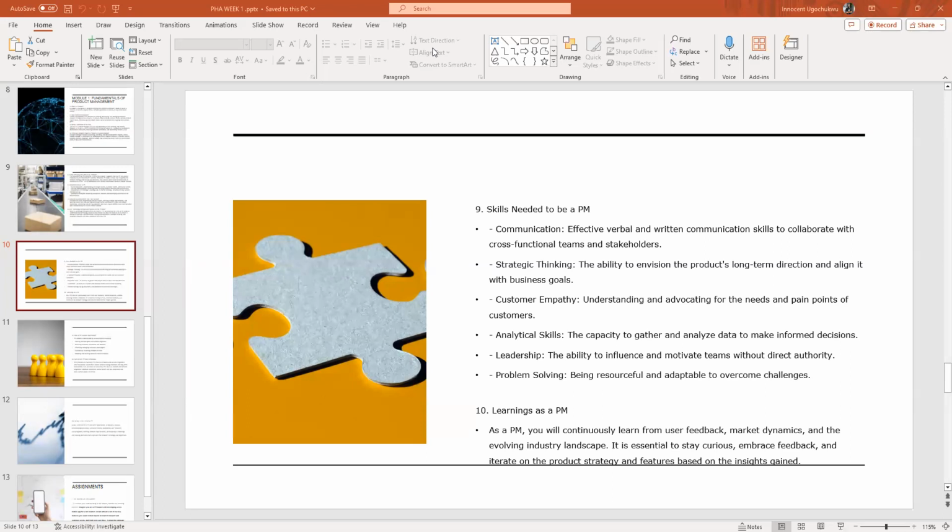You actually enjoy it. Again, we have leadership: the ability to influence and motivate teams without direct authority. You need to have this leadership capacity. They call it leadership skill. I remember in my university days, I was the president of my department, over 1,000 students. I was able to lead, and I feel leadership is something I've taken very seriously in my life, and it has reflected in everything I do.